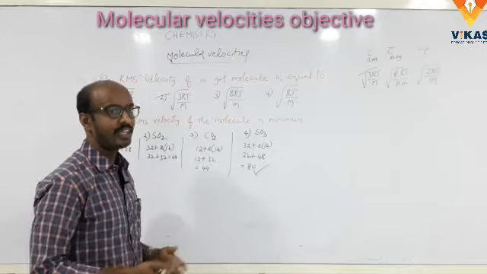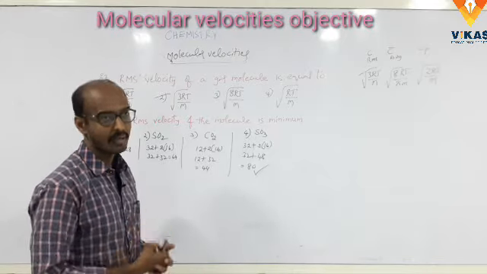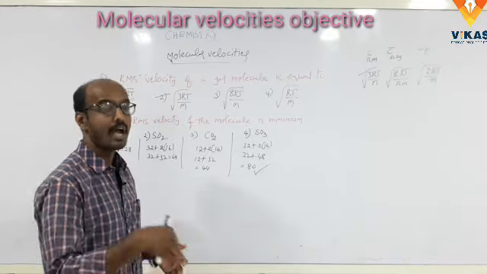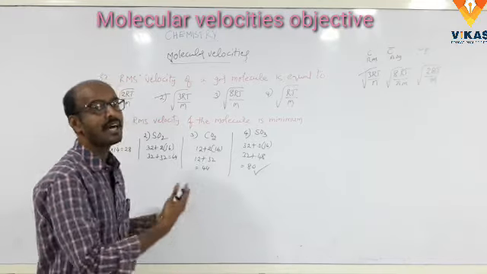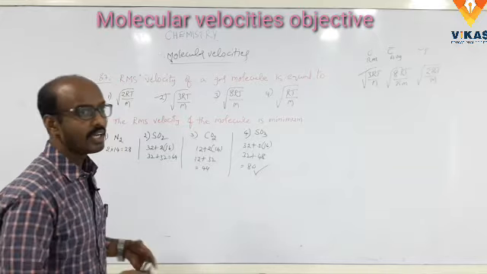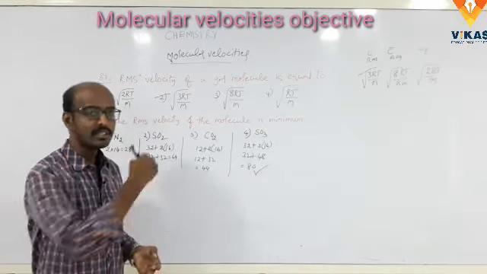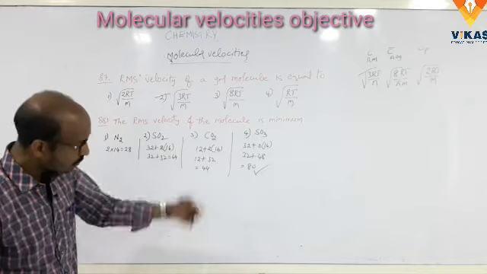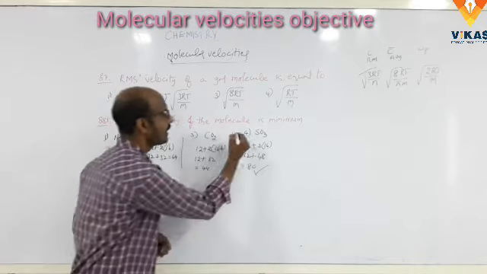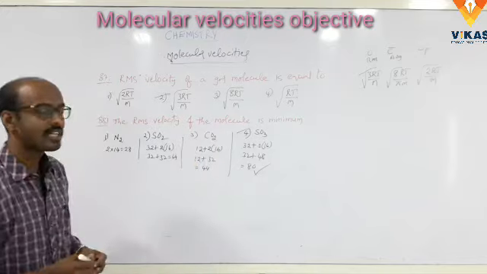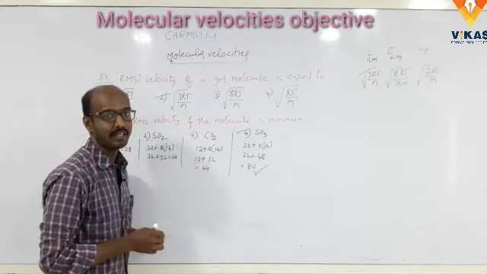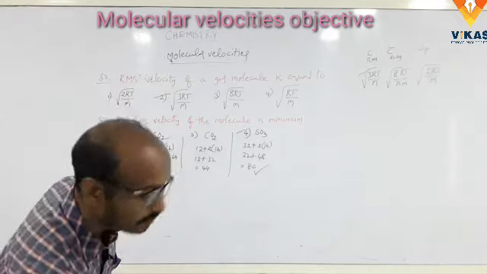Sulfur trioxide. Any gas molecule having a high molecular weight, its RMS velocity is the minimum. Among these four, the gas having the lowest molecular weight has the highest RMS velocity. And among these four, the fourth option is the correct one. So the RMS velocity of the molecule is minimum for sulfur trioxide. Clear? And next one.